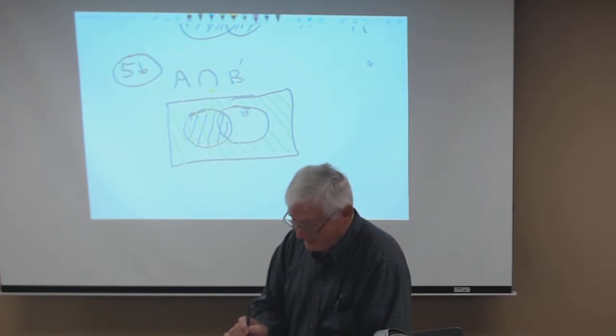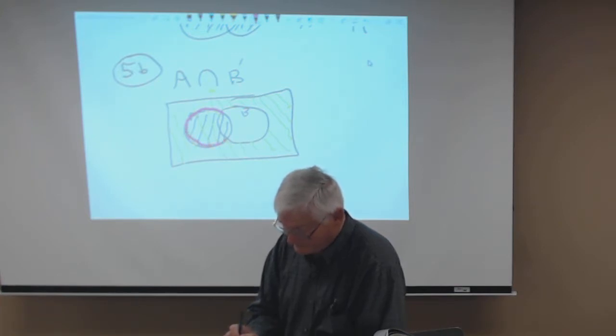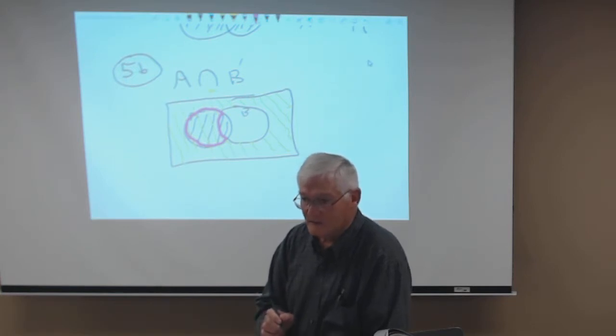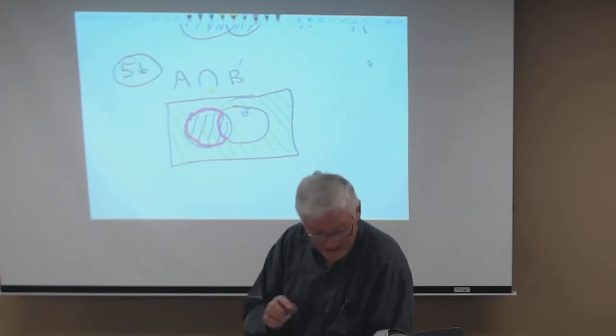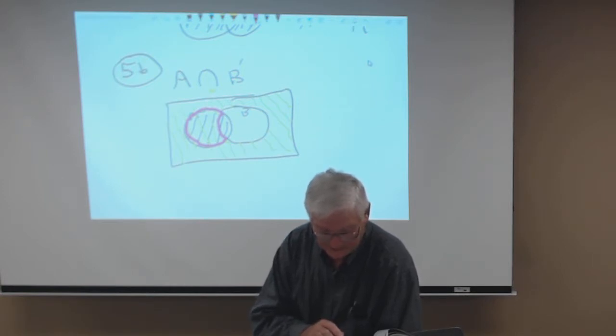Where the black lines and the green lines overlap, which would be this area. Right there. Everybody follow that? Everybody see what I'm doing with this picture? So now, how do I read that for 5B? A intersect B prime is X such that X is an element or not an element?